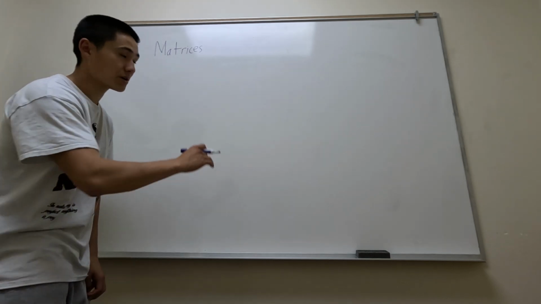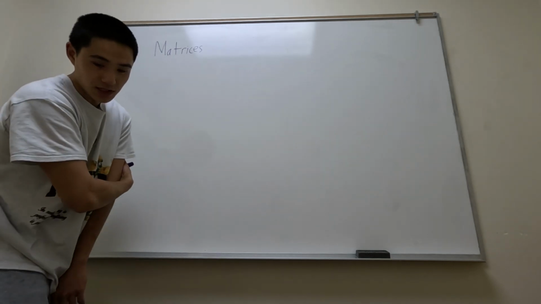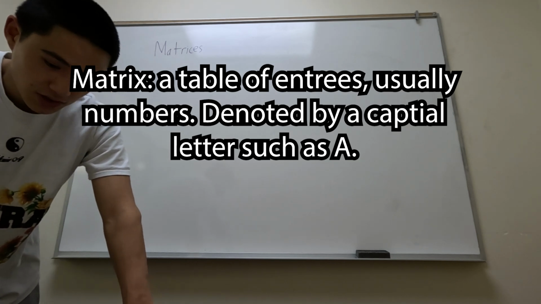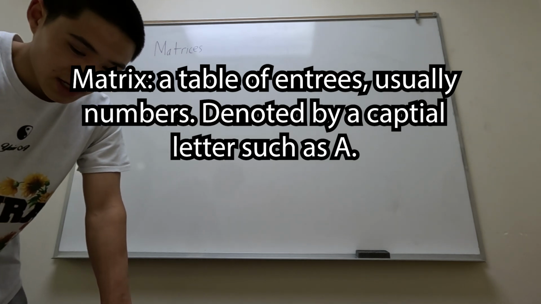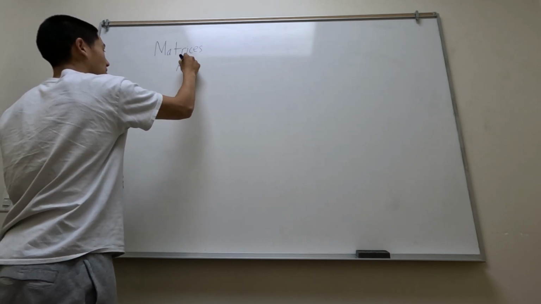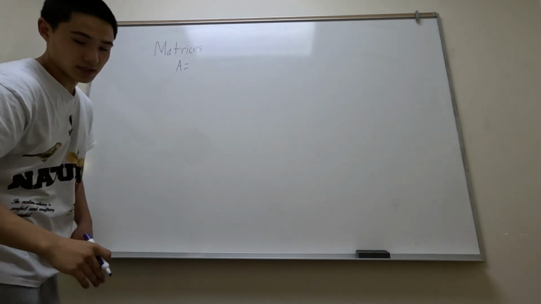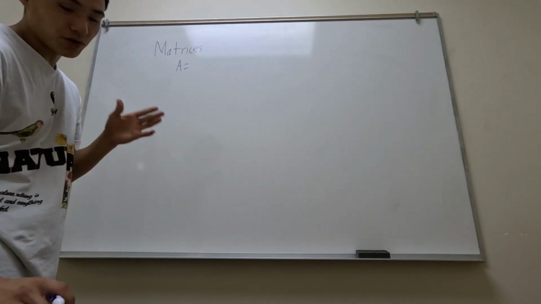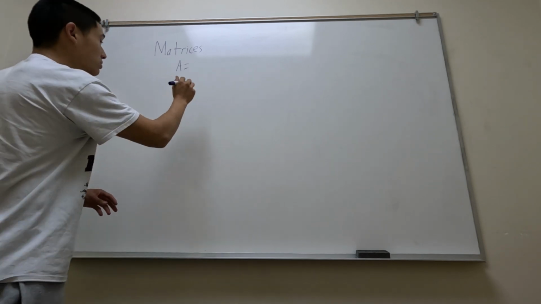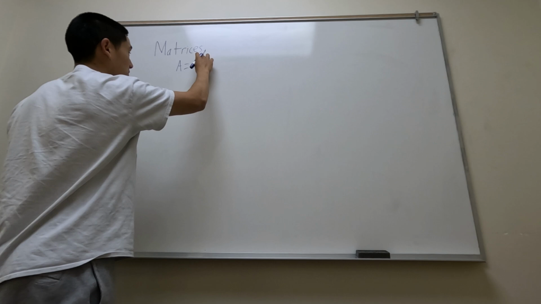So anyways, the first thing we're going to learn is matrices. We're going to start with some definitions. A matrix is a table of entries, usually numbers, and it is denoted by a capital letter such as A. So we're going to call this A. This is our matrix right here. We have matrix A, and the plural of matrix is matrices. Rows run horizontal and columns run vertical.